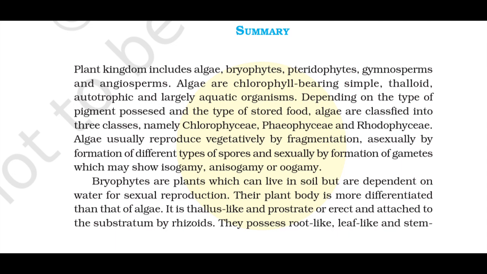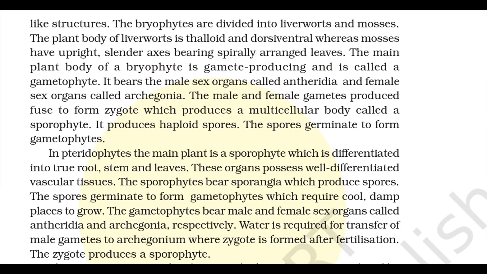Bryophytes are plants which can live in soil but are dependent on water for sexual reproduction. Their plant body is more differentiated than that of algae. It is thallus-like and prostrate or erect and attached to the substratum by rhizoids. They possess root-like, leaf-like, and stem-like structures. The bryophytes are divided into liverworts and mosses. The plant body of liverworts is thalloid and dorsiventral, whereas mosses have upright, slender axes bearing spirally arranged leaves.